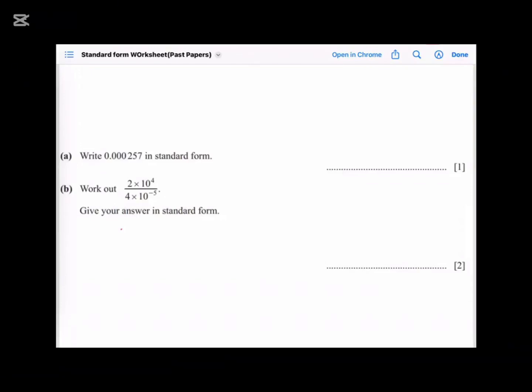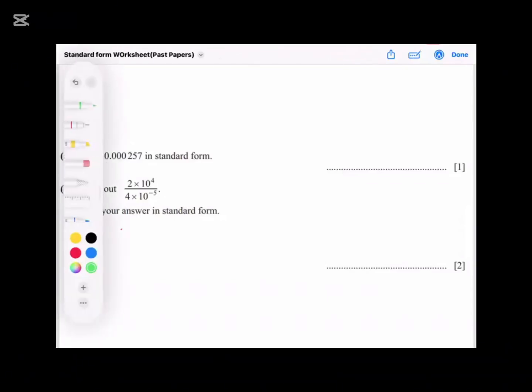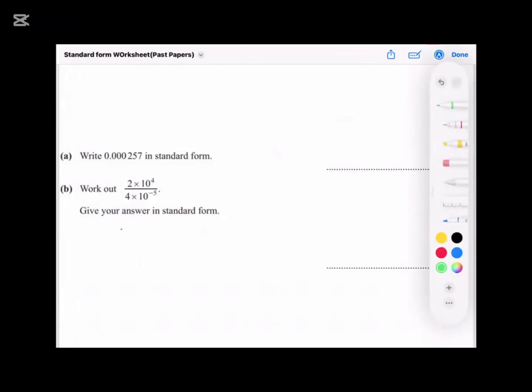Now, this is a non-calculator question. The rule of standard form is that the point must be after one digit, and that number should not be equal to 0. So we have to move the decimal point. How many steps will it take? Now we need to find out the steps: 1, 2, 3, 4. It will take 4 steps to reach the decimal point after 2.